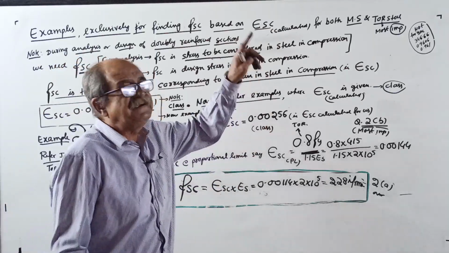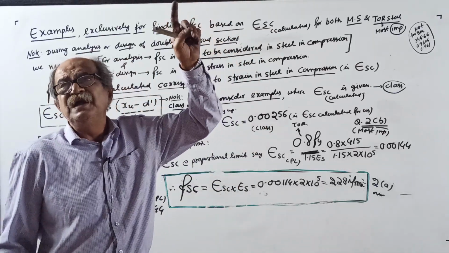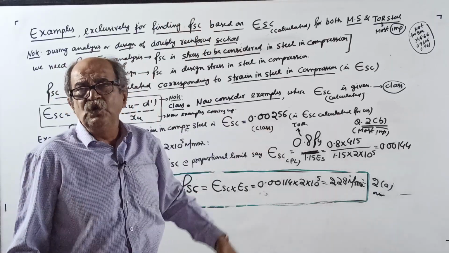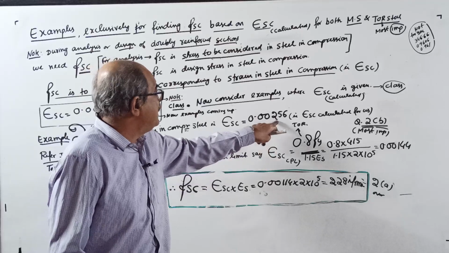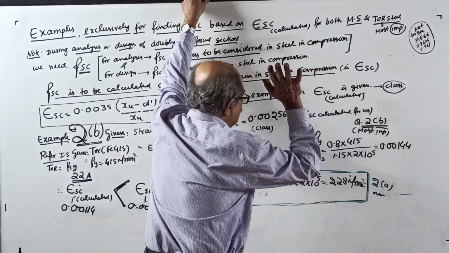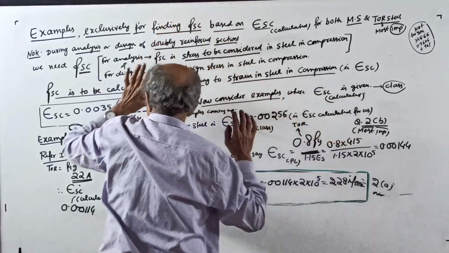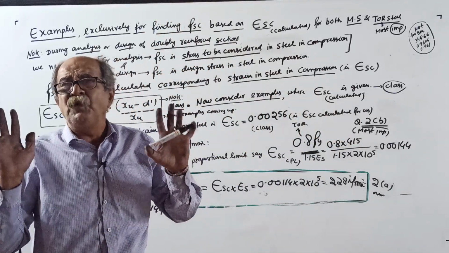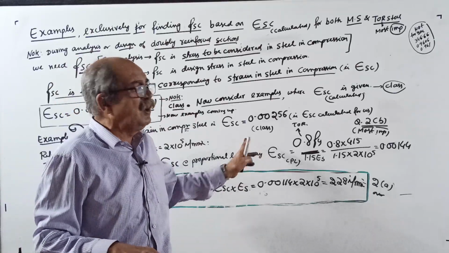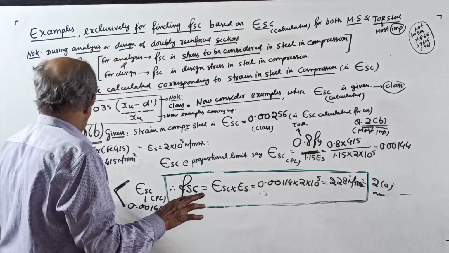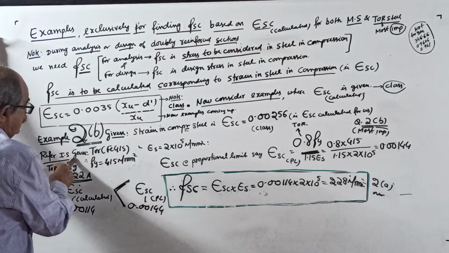Why? Because the extreme is 0.0035. It has to come lesser. So it is 0.00256. So 3 numbers I will write, 256. That is epsilon SC calculated for us now. Question 2B, most important. Steel is tar of grade Fe415 once again. Today's class 415. I will tell you afterwards for other steel. 415, over, start.